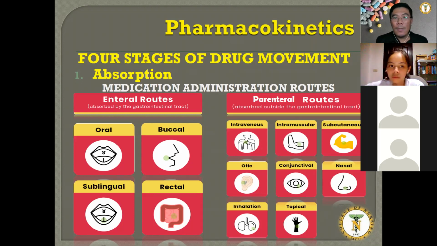Now, if we are considering parenteral routes, absorbed outside the gastrointestinal tract, so it means these are parenteral: intravenous, intramuscular, subcutaneous, otic administration, so ear, conjunctival is through the eyes, nasal is through the nose, inhalation is direct to the respiratory tract, and topical is via skin. So outside the gastrointestinal tract is parenteral routes. Enteral routes is absorbed through the GI tract.